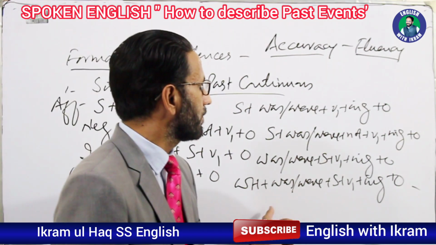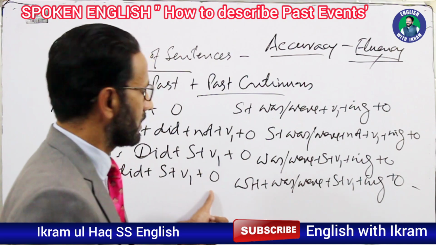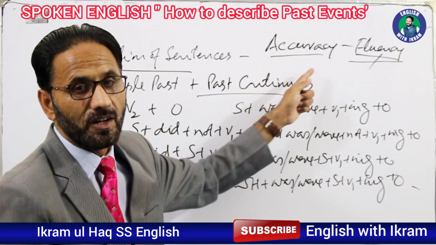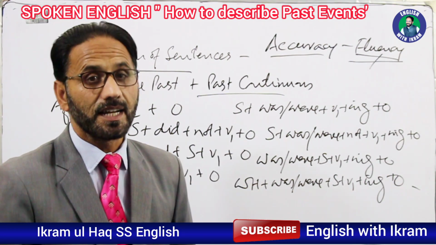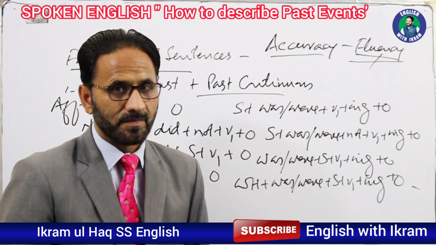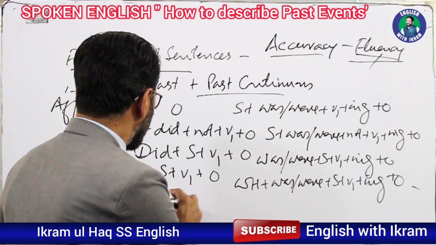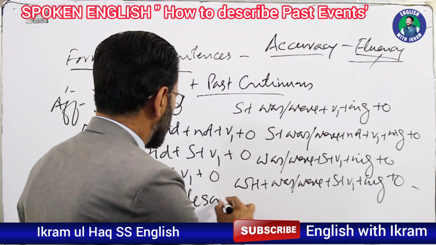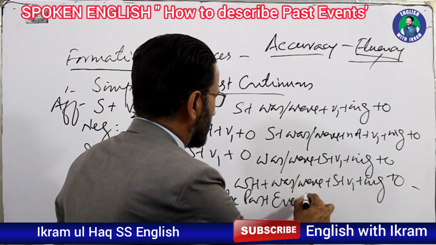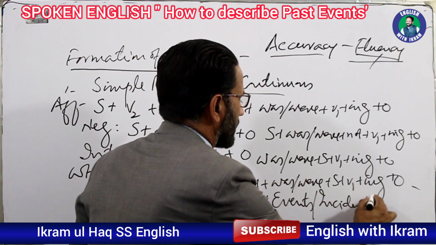So now the second part of the session is for fluency. You have learnt a particular structure. This is for accuracy. Now your sentences should be 100% accurate. You won't say anything grammatically incorrect. For fluency, as I have shown, the topic is to describe past events, past incidents, stories.